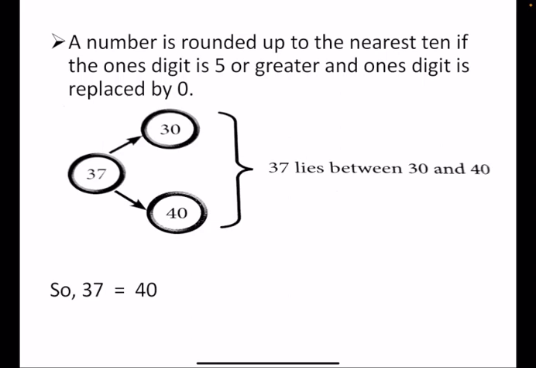I hope you have understood this. So you can read the definition also. A number is rounded up to the nearest 10 if the ones digit is 5 or greater and the ones digit is replaced by 0. Children, this was the first topic which we had discussed in the Zoom class also. So, number and numeration. Please go through this video also and revise your concepts. Thank you.